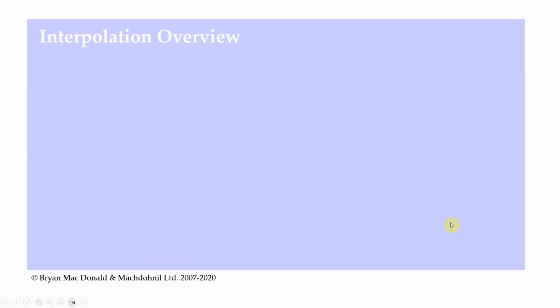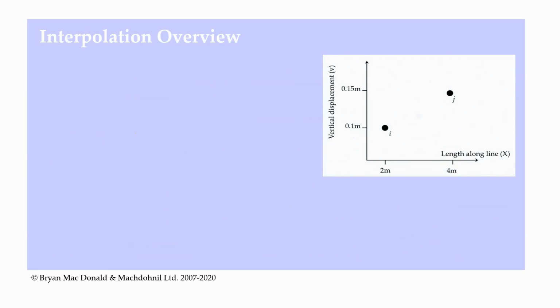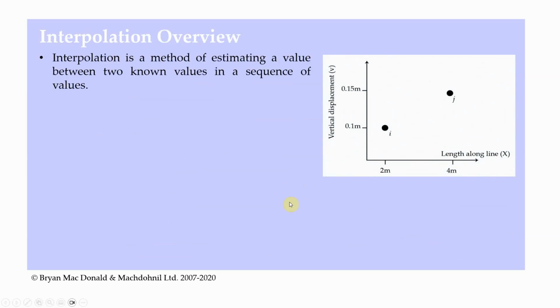So let's just start with a quick overview of interpolation. What is interpolation? What does it mean? Well, we're going to start off by looking at this problem here where we have two measurements. So essentially we have a length along a line here, and we've got vertical displacement measured at 2 points along that line. So first of all here, interpolation is a method of estimating a value between two known values in a sequence of values. So for example, consider the two data points shown in the figure, I and j here.